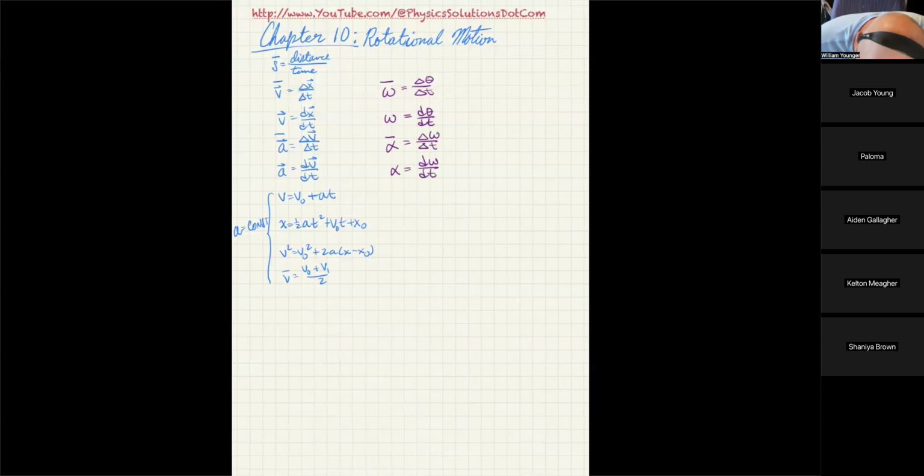And then, of course, guess what? We've got exactly the same equations. We've got omega equals omega 0 plus alpha t. We've got theta equals 1 half alpha t squared plus omega 0 t plus theta 0. We've got omega squared equals omega 0 squared plus 2 alpha times theta minus theta 0.